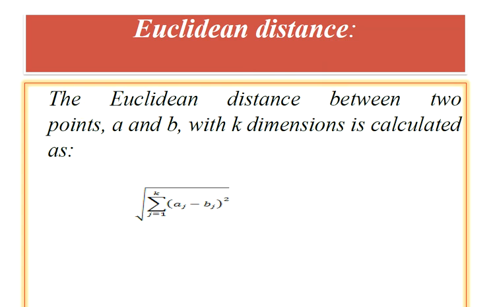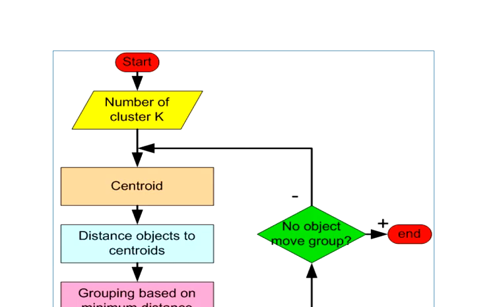So the Euclidean distance between 2 points A and B with k dimensions is calculated as the square root of the sum over j from 1 to k of (aj minus bj) whole square. That is our Euclidean distance metric. I have discussed what the K-means algorithm is. So coming to today's question.